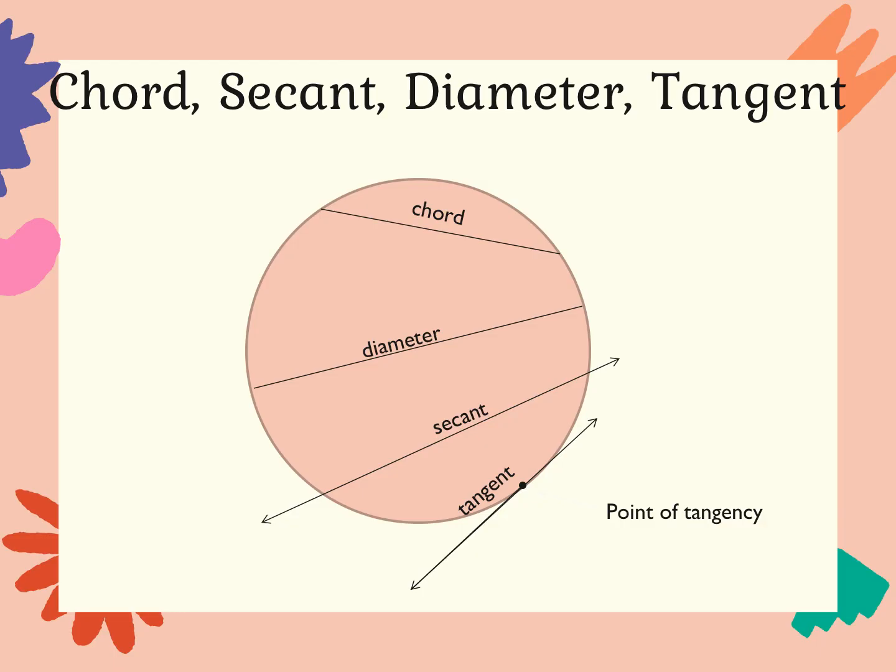So here is the same vocabulary terms we just saw. So the chord, remember, goes from edge to edge. The diameter, remember, needs to go through the center point. So it needs to be a chord that goes through the center. This would be your diameter.